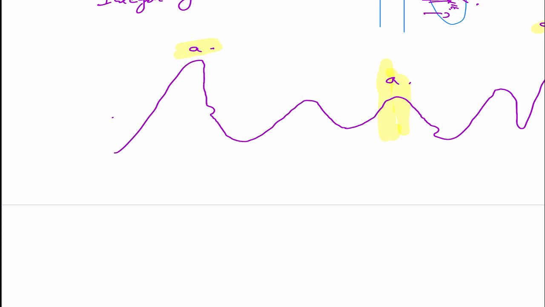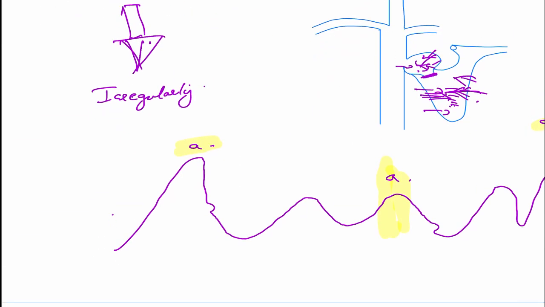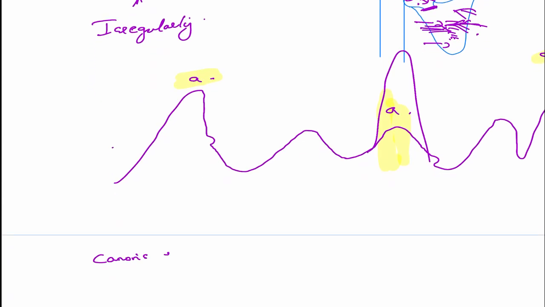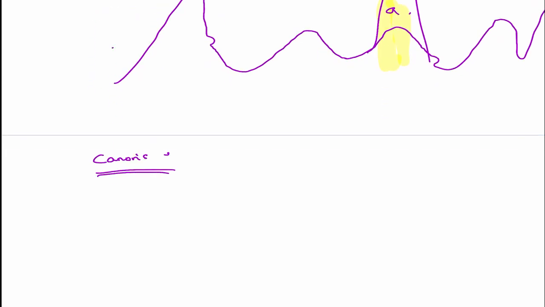Then there is a condition where there are regular Cannon waves. Every time, this also becomes a Cannon wave, and there is no normal A wave. That is a condition known as junctional rhythm, or you can call it nodal rhythm. What is nodal rhythm?